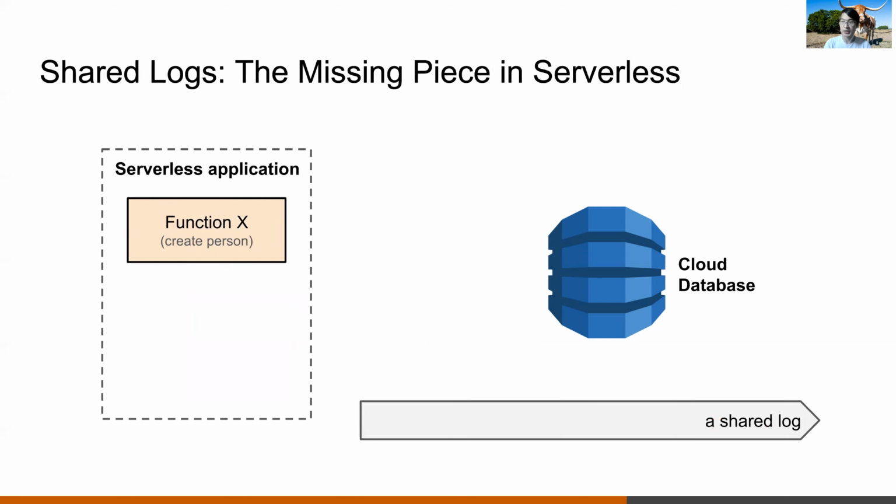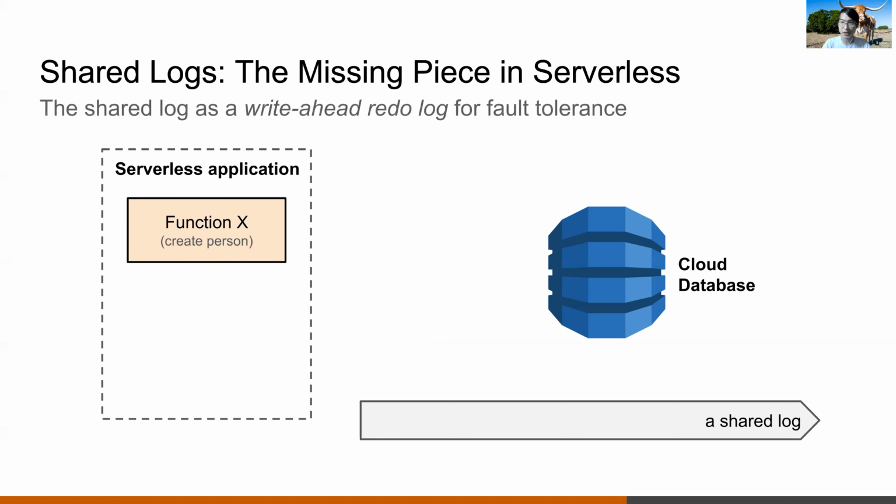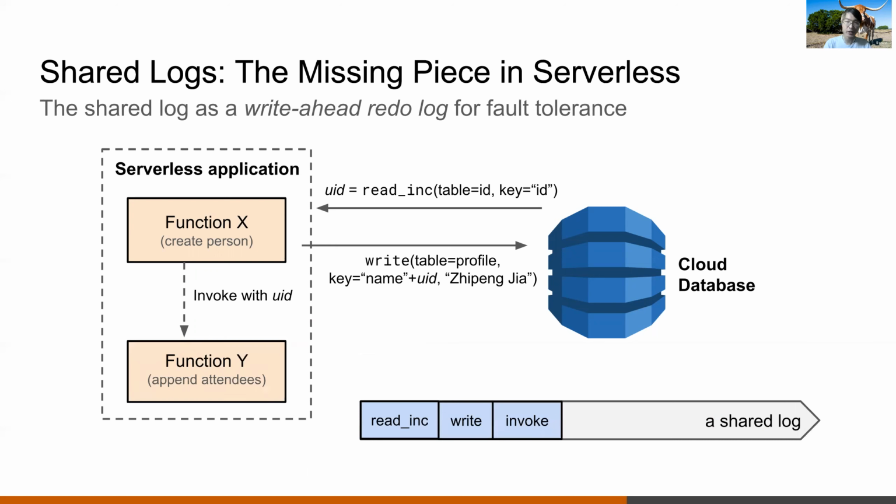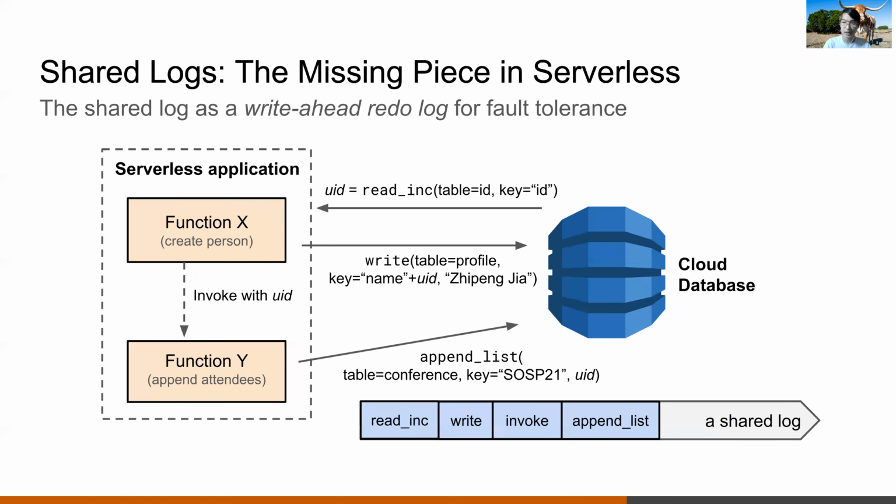A common solution for this kind of problem is a log-based mechanism for fault tolerance, for example, write-ahead logging. The shared log can be used as a storage medium for the write-ahead log. In this approach, all operations are logged before being executed, including database statements and also invoking other functions. So with such a log, when failure happens, the workflow can inspect the log to understand its progress and respond accordingly. For example, redo unfinished operations and skip finished operations.